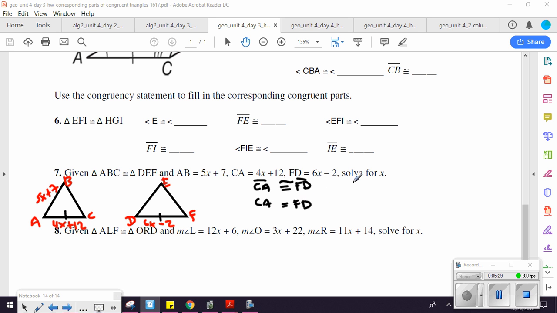So that would be 4x plus 12 is equal to 6x minus 2. And now solve for x. I would first subtract 4x. So that leaves me with 12 is equal to 2x minus 2. I would then add 2. So that would be 14 equals 2x. Divide by 2, 7 equals x.